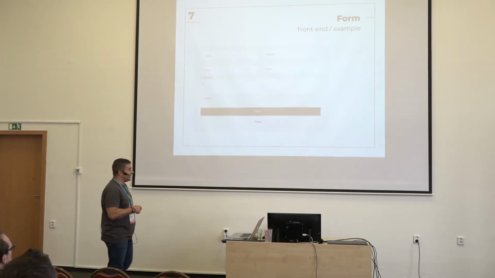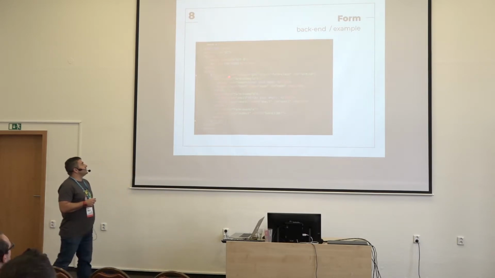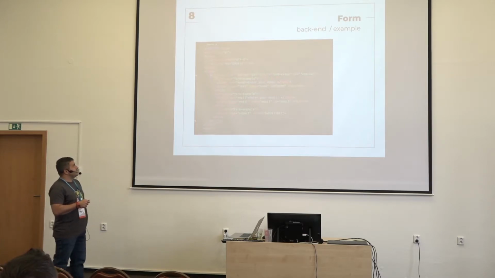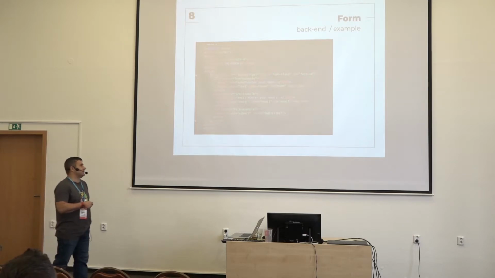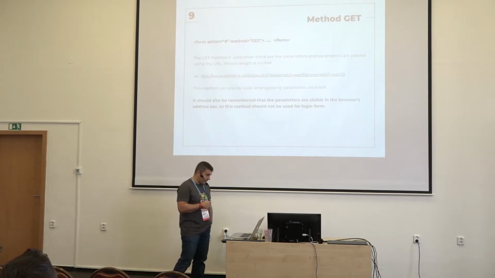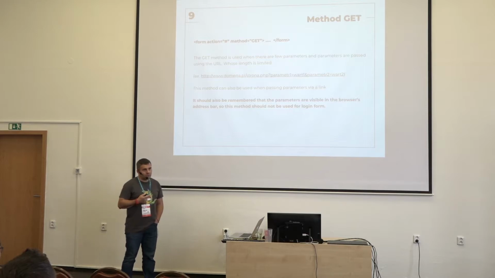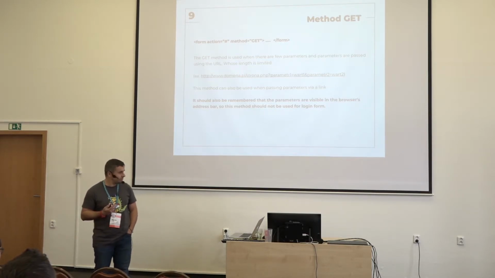But on the other side, from the backend side, we see some code. Our form is defined with form syntax with some attributes like action, method, and some classes for CSS. And inside this form, we have some inputs, labels, a button, and something else. So it's quite simple. When we would like to send the form, we can use two methods. The first method is method get.